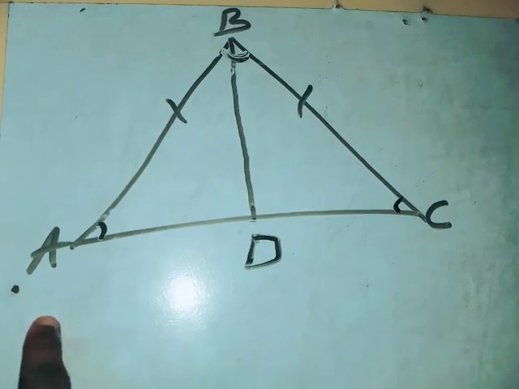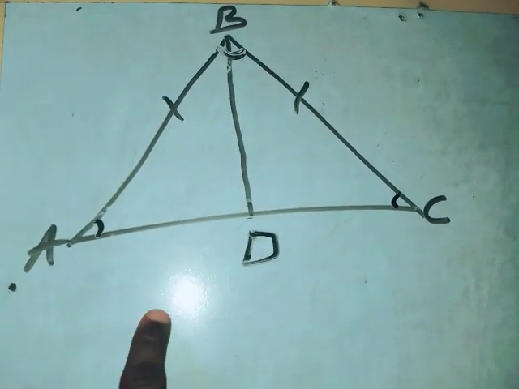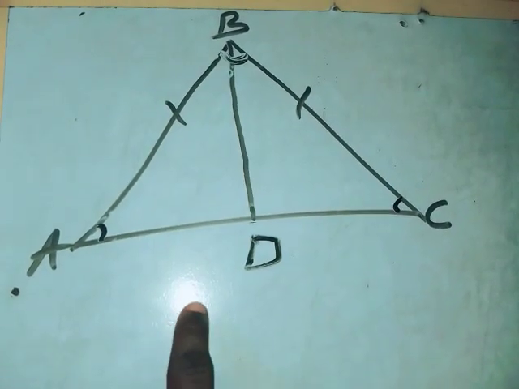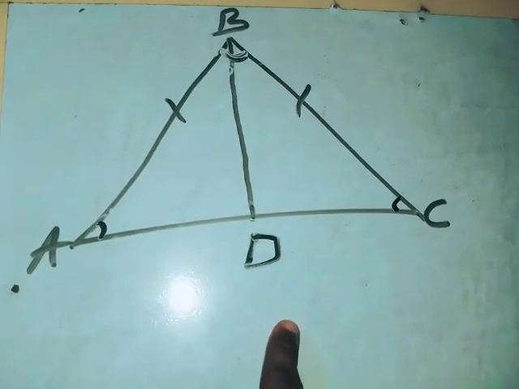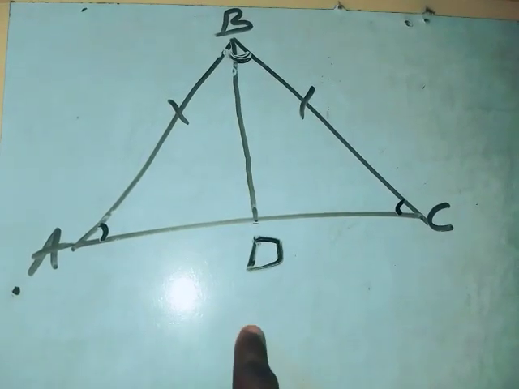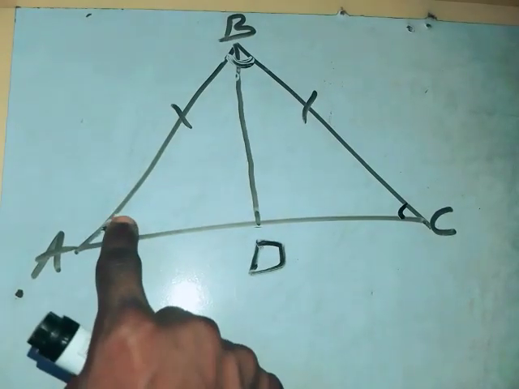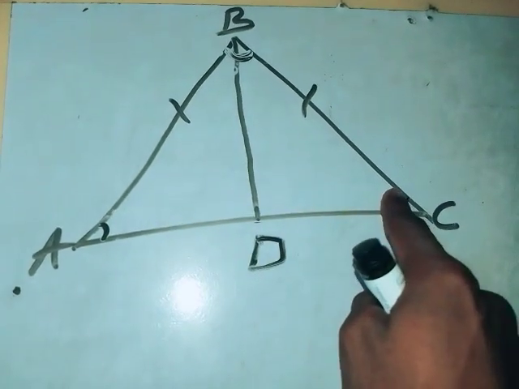Okay, the base angles of an isosceles triangle are equal. That is the theorem. I repeat myself. The base angles of an isosceles triangle are equal.